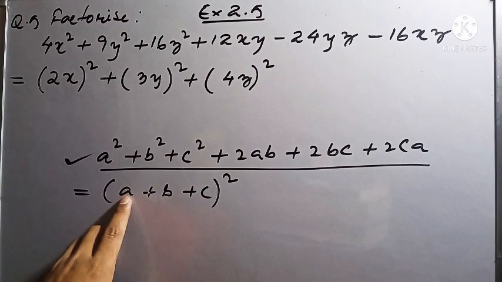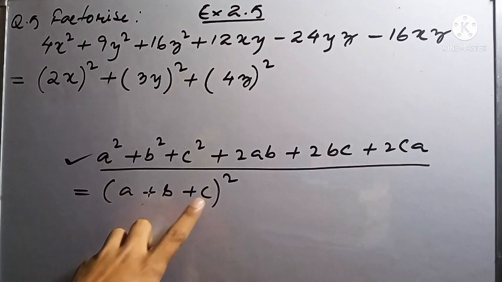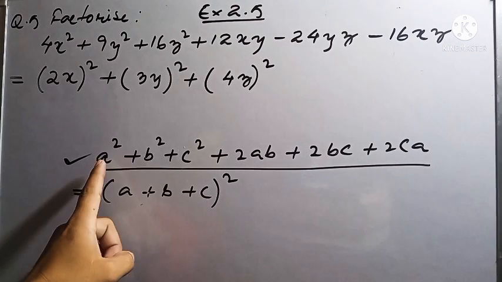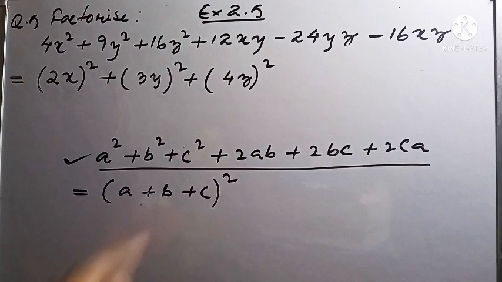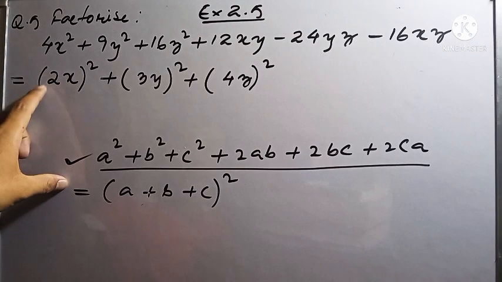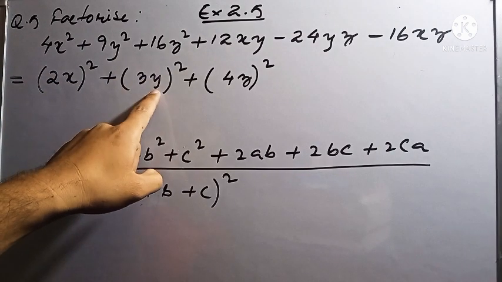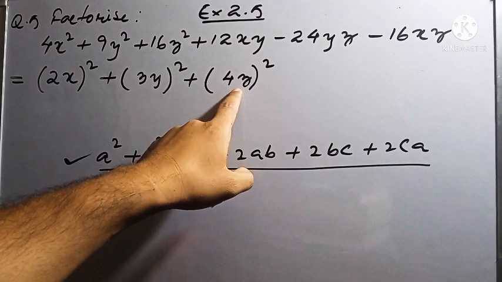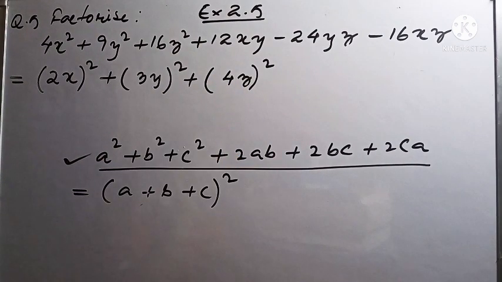Now there is a big question. Here a is positive, b is positive, and c is positive, so everything is positive. But here some of them are negative. So how shall we identify whether this twice x will be negative or positive? Similarly, thrice y will be positive or negative, and here positive or negative. So I'll tell you the trick.